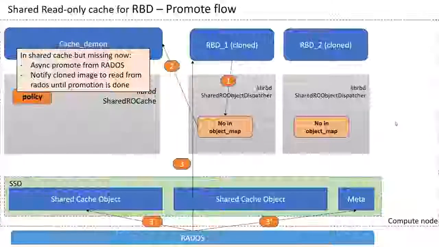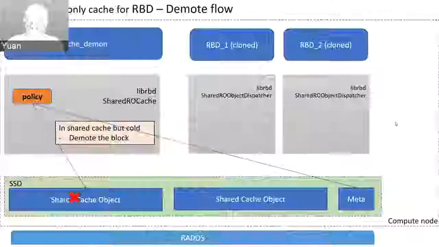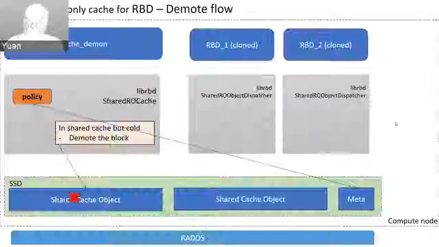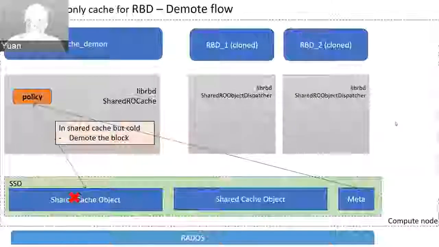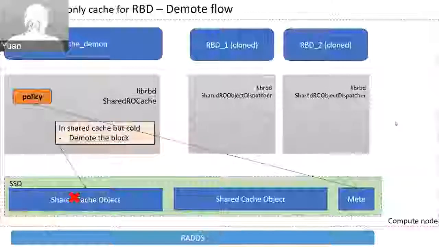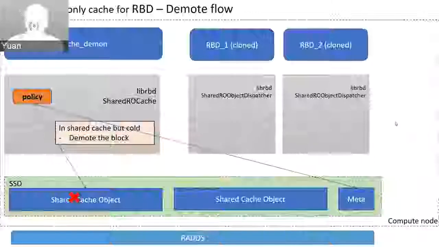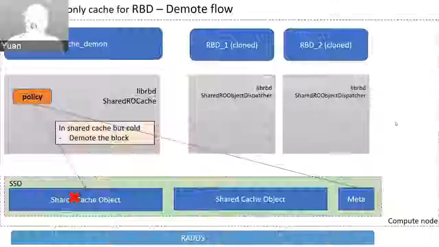Yeah. Okay. And this is for the demotion flow. It's just like eviction. The current eviction implementation is we just check the space. If it is above some watermark, we then do eviction. We simply remove some objects from the caching store based on the LRU status. We just remove those cold objects.